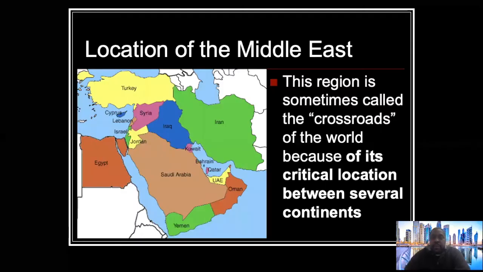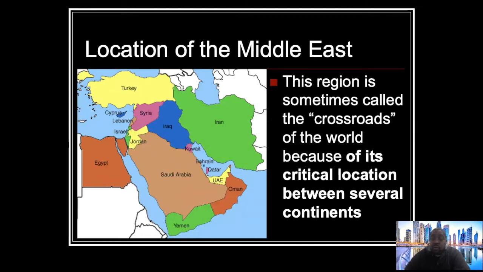What do we know about the Middle East? This region is sometimes called the crossroads of the world because of its critical location between several continents. And again, what are those three continents? Asia, Africa, and Europe. So the Middle East, the lands around the southern and eastern shores of the Mediterranean Sea, encompassing at least the Arabian Peninsula, and by some definitions, Iran, North Africa, and sometimes beyond.